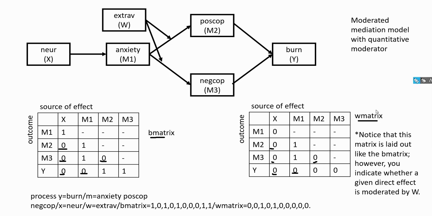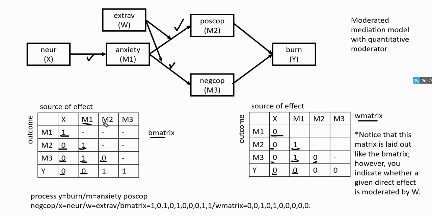So with respect to the effect of X on M1, you'll see over here in our B matrix, we are estimating this effect, but it's not going to be moderated. Because of that, we're actually going to set this value to 0. And then, as we're looking at the effect of M1 on M2 and M1 on M3 right here, we are moderating these effects. So because of that, in our W matrix, we'll have these values set to 1 right there.